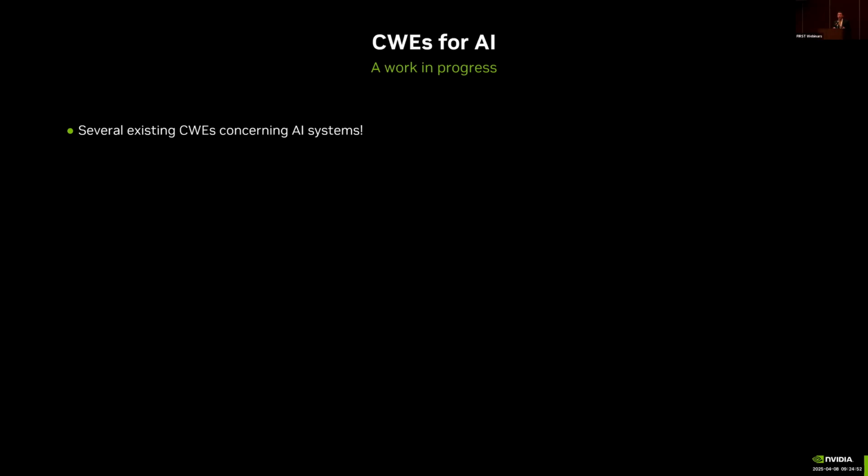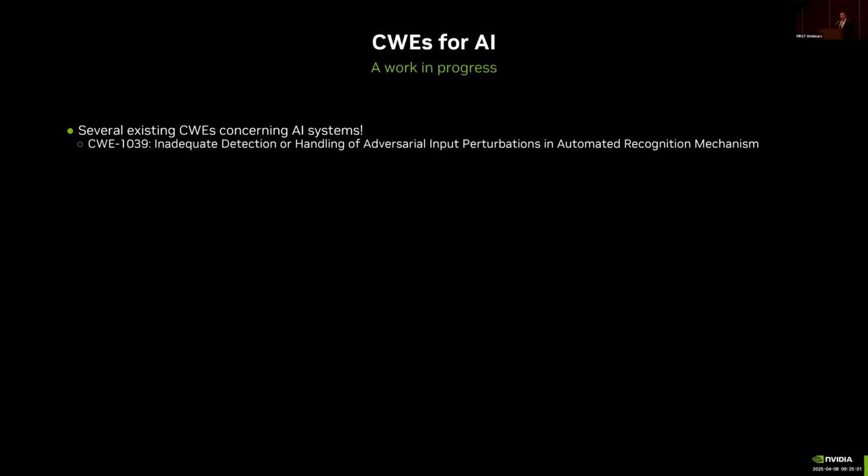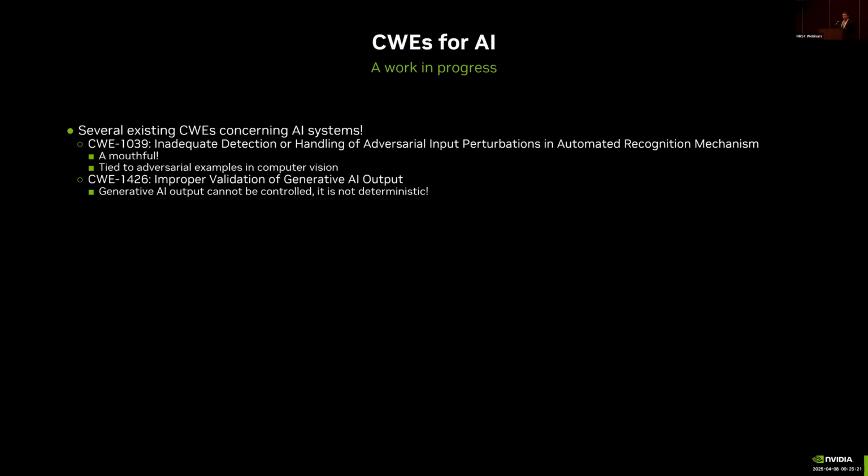So when we're thinking about CWEs, because a CVE is when a CPE and a CWE love each other very much, we have several CWEs that concern AI systems. We've got 1039, which is a mouthful. And this is tied to adversarial examples in computer vision, something that's been around for a while. We have improper validation of generative AI output. This is relatively new. Generative AI output cannot really be controlled. It's not deterministic. We saw that earlier. You're doing probabilistic sampling. So you should really validate what comes out of your LLMs.